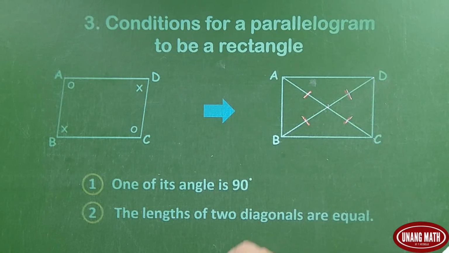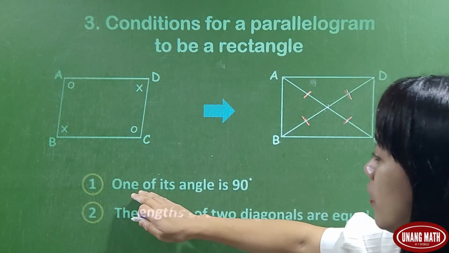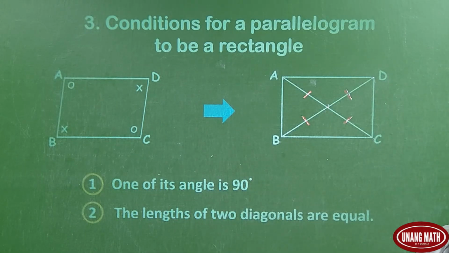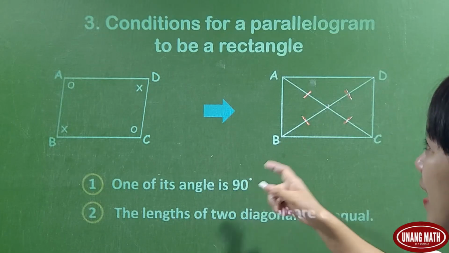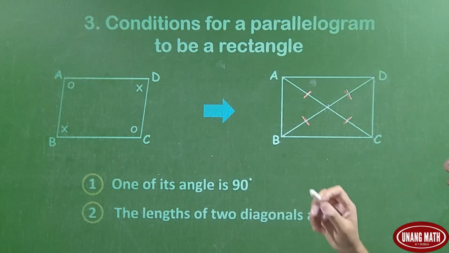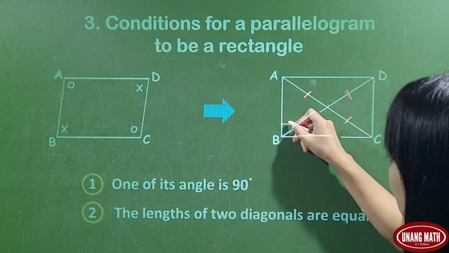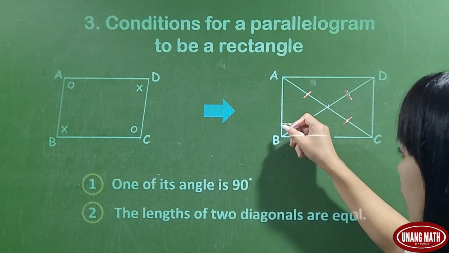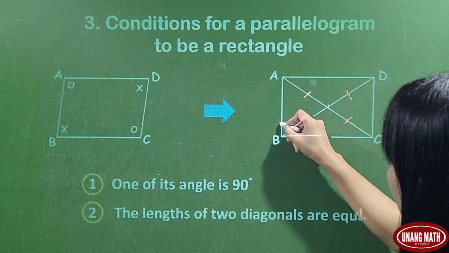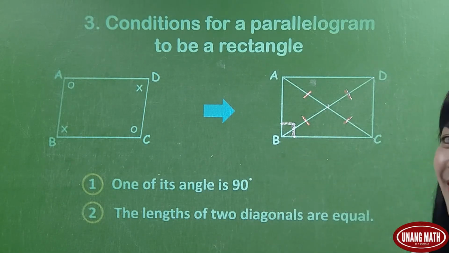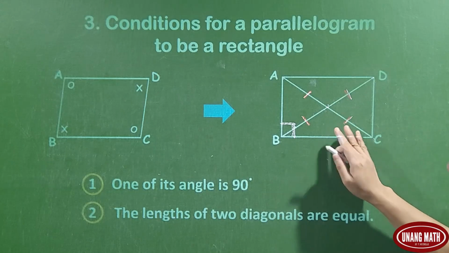The first condition is one of its angles is 90 degrees. Even if there's just one given angle and that angle is 90 degrees, then we can say that it is a rectangle. How's that? Let's explain that further. One of its angles is 90 degrees. If it's given that this is 90 degrees, then this is already a rectangle.